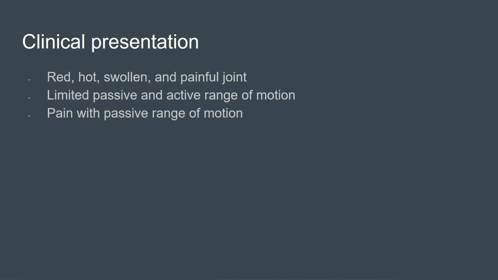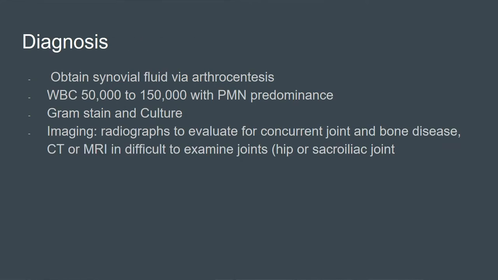These patients present with a red, hot, swollen, and painful joint. They have limited range of motion, and they have pain with passive and active range of motion. The gold standard for diagnosis is arthrocentesis. Usually we see a white blood cell count over 50,000 to 150,000 with a neutrophilic predominance. Gram stain and cultures can be positive in most of these, and blood cultures are positive in about 50% of patients. Imaging is not required for diagnosis, but in some joints, such as the hip or the sacroiliac joint, where it may be difficult to examine the patient, it may be of some use.